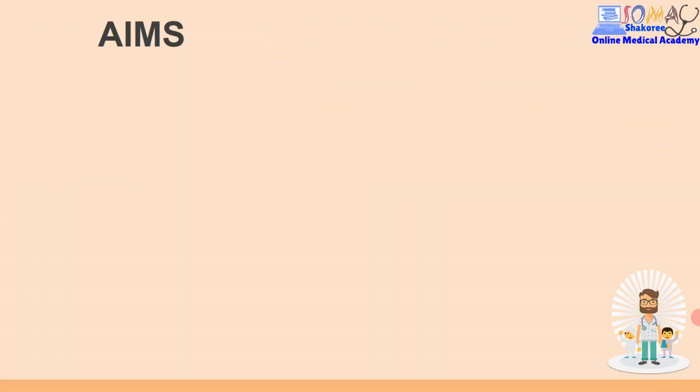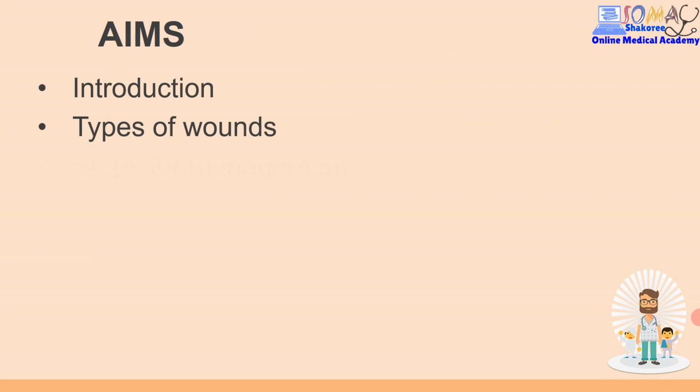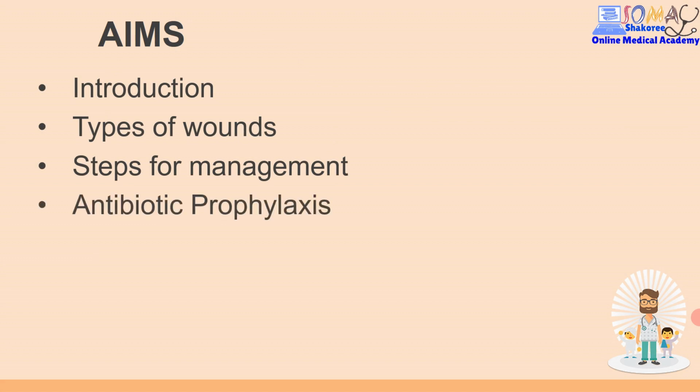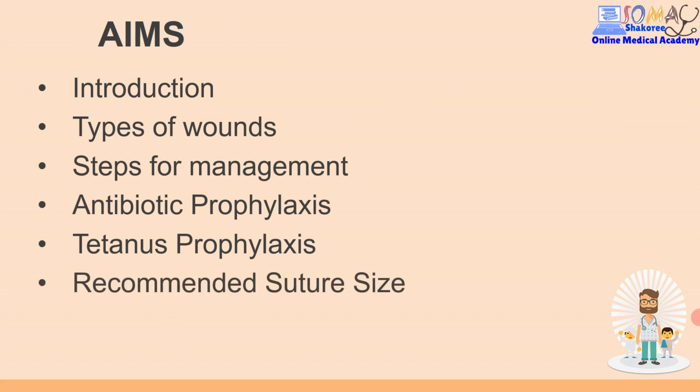Our aims for this class are to discuss some notes about the introduction of wound management, types of wound, and steps for management, which is the most important part of this lecture. Antibiotic prophylaxis is very important in the emergency department: when to give antibiotic, when not to give antibiotic. Tetanus prophylaxis also: when to give tetanus, and what type of tetanus prophylaxis is available. Recommended suture size. Those are the important aims of this class. And the classification of suture material.